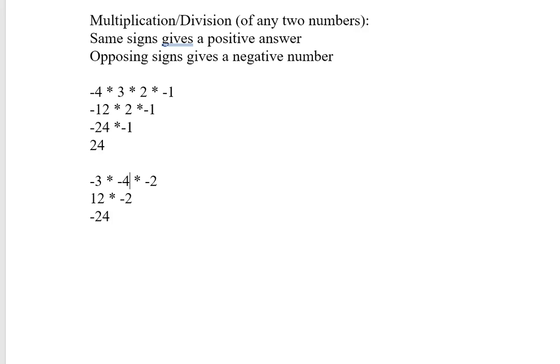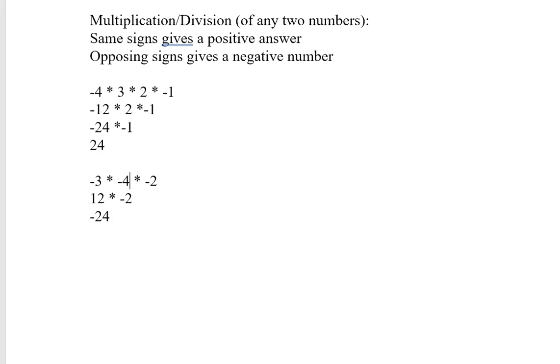All right, so that -24 is going to multiply a -1. So I'm going to wind up with a +24 at the end, because both of these two were negative, they're the same sign, so my result has to be a positive.